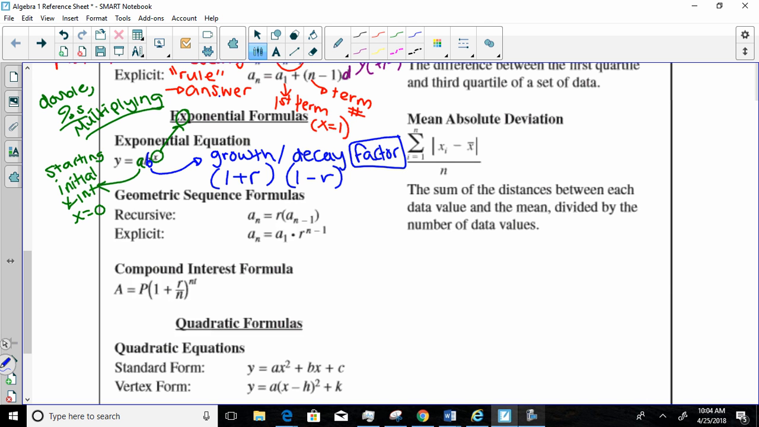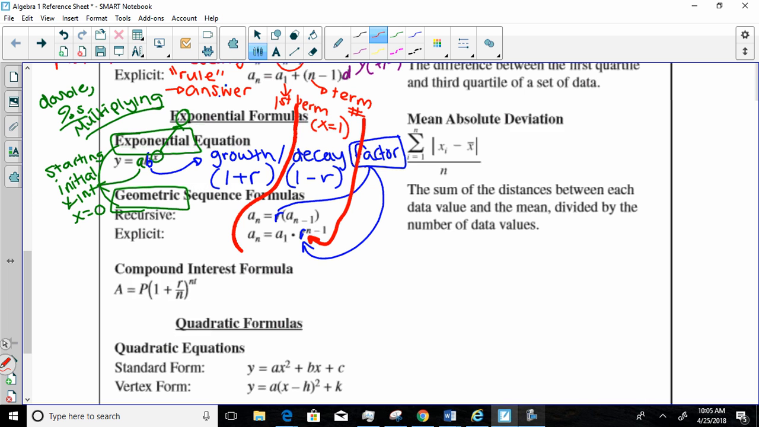All right, next one. What is geometric mean? Multiply. So it's the same thing as arithmetic. Notice that exponential and geometric are right by each other, and that R is the same thing right here. R is your growth or decay factor. So what is it growing or decaying by? It will be something like multiplying by whatever number. N is still your term number, and A1 is still your first term.